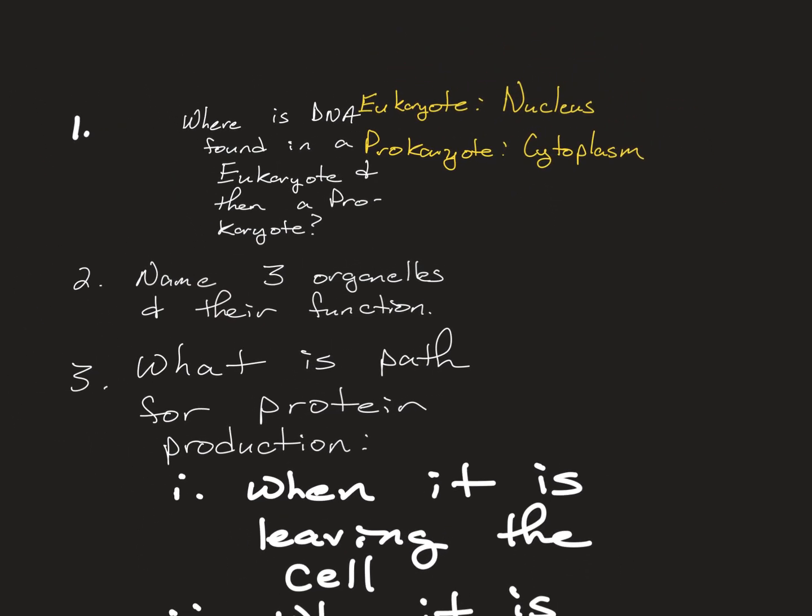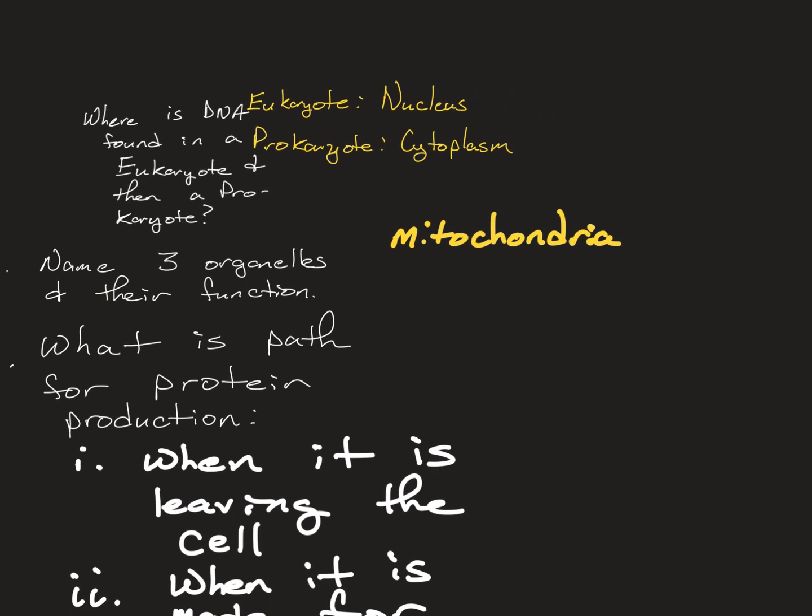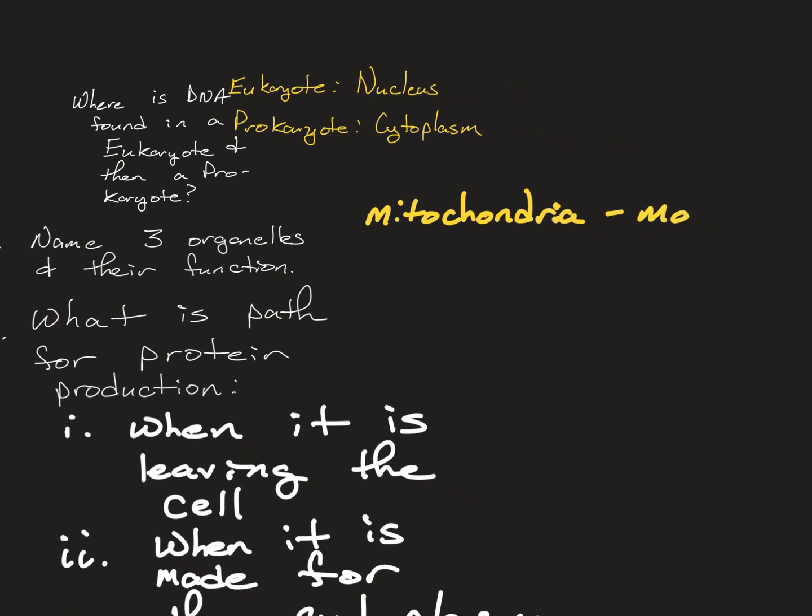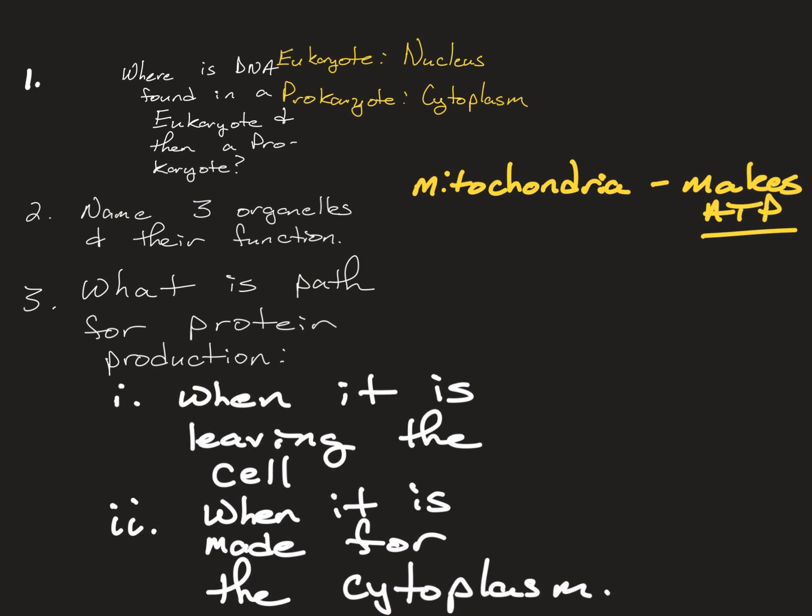Name 3 organelles and their functions. You could have named any of them. Somebody give me an example. Mitochondria. What does the mitochondria do? Makes energy. I'm going to put makes ATP because that's the energy of the cell. Another organelle. Ribosome.